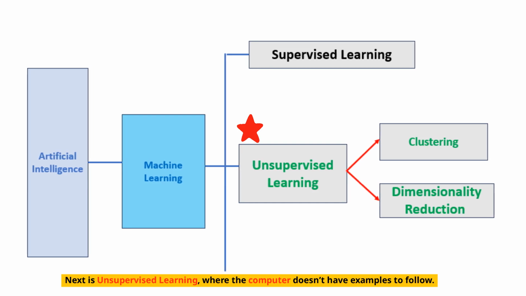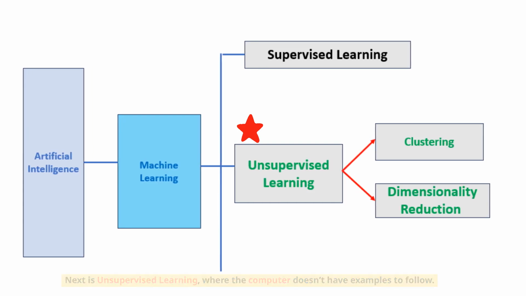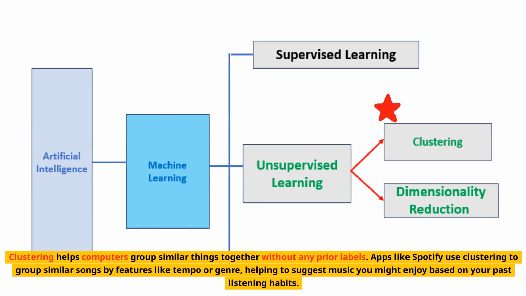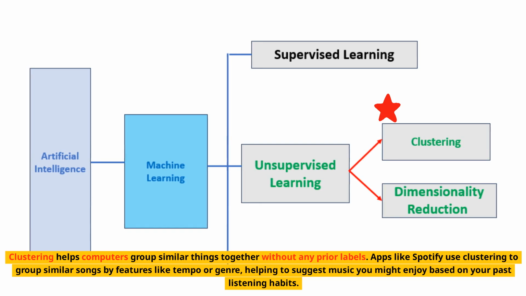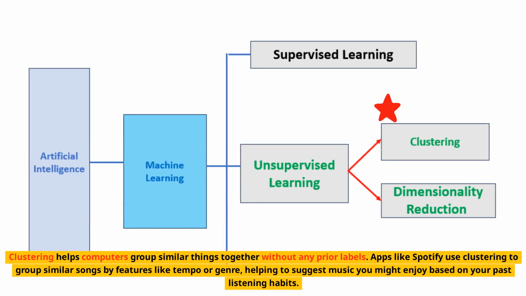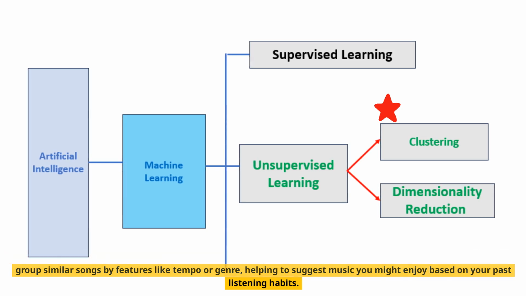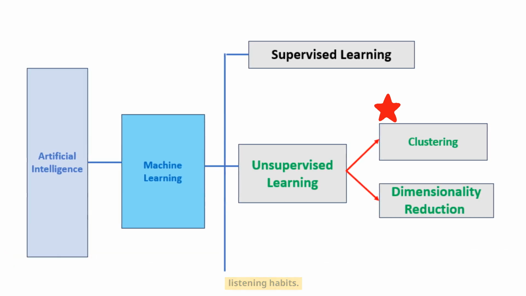Next is unsupervised learning, where the computer doesn't have examples to follow. Clustering helps computers group similar things together without any prior labels. Apps like Spotify use clustering to group similar songs by features like tempo or genre, helping to suggest music you might enjoy based on your past listening habits.